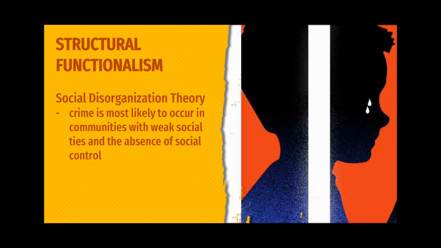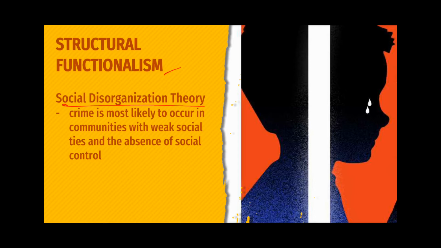Another example of a theory under structural functionalism is social disorganization theory, and it argues that crime is most likely to occur in communities with weak social ties and the absence of social control. So again, if you remember from structural functionalism, we talk about social structures, and also social cohesion. And people who belong in communities where there is not much social cohesion and social control, then crime will most likely happen there.